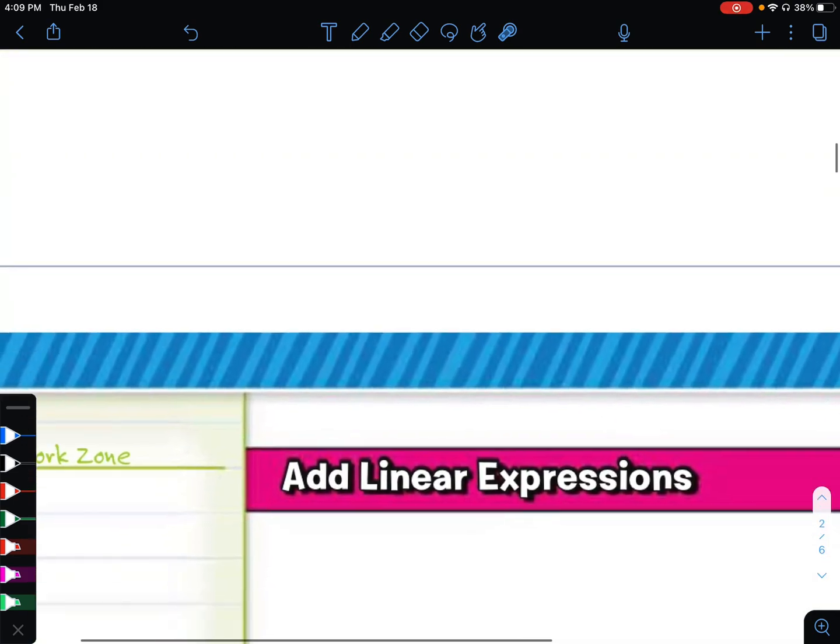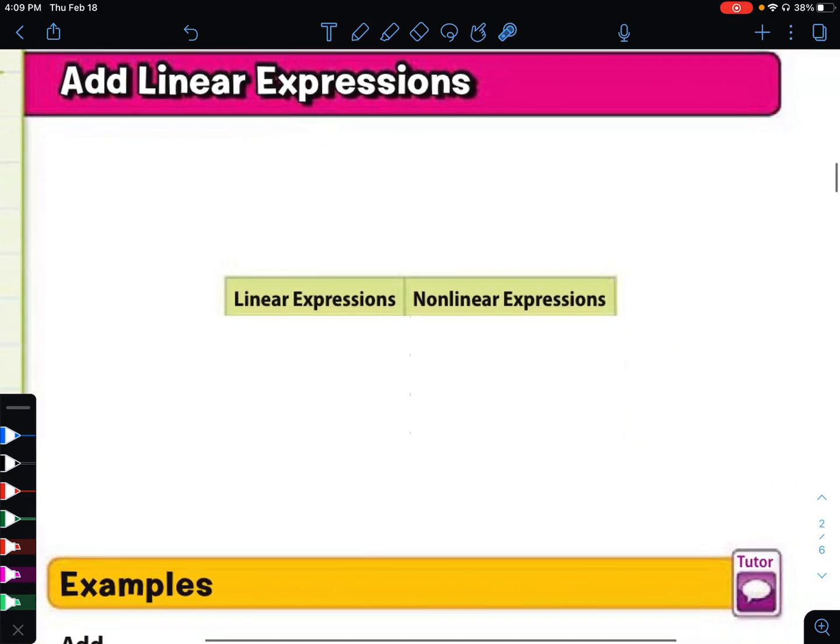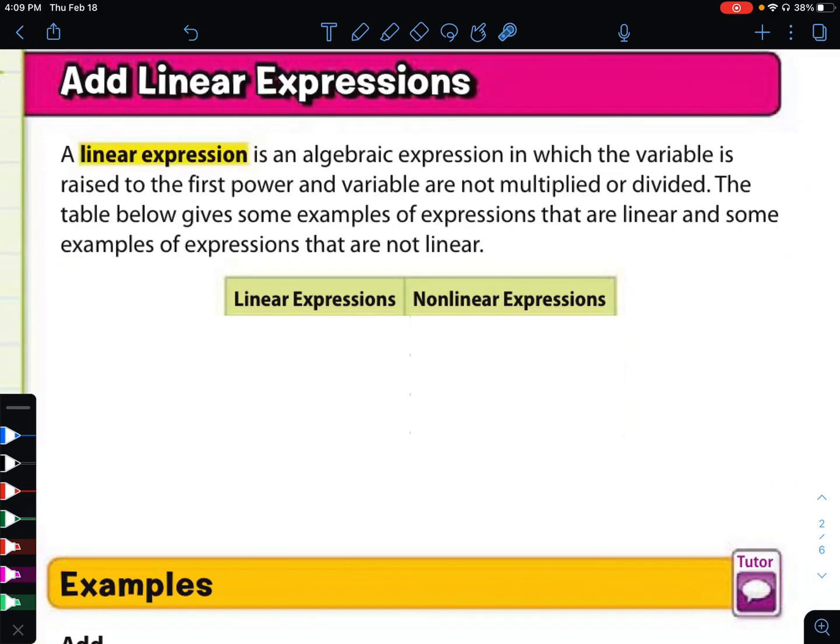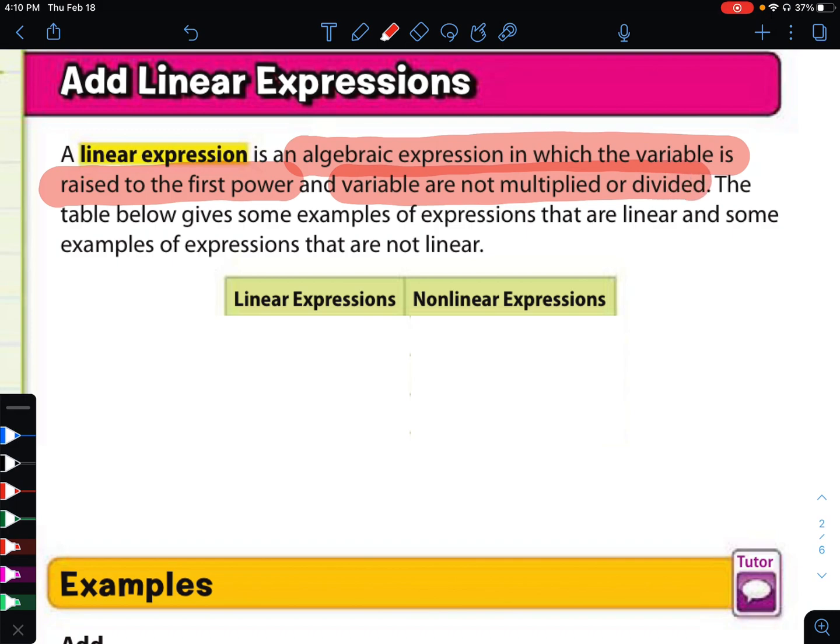First we need to talk about what a linear expression is. A linear expression is an algebraic expression in which the variable is raised to the first power and the variables are not multiplied or divided. This is a very important definition because you will carry this knowledge of linear expressions over to high school. It's an algebraic expression in which the variable is raised to the first power only, and the variables are not multiplied or divided.